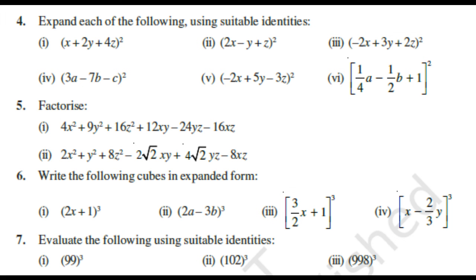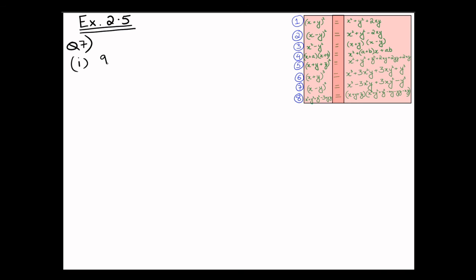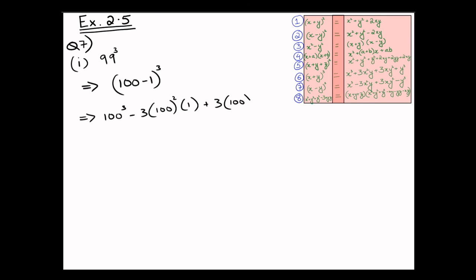Moving on to question number 7, it's asking us to evaluate the following using suitable identities. The first one being 99 cube. Now I'll write 99 as (100 - 1) whole cube, and that way I can use identity number 7 to solve this. This gives me 100 cube minus 3 into 100 square into 1 plus 3 into 100 into 1 square minus 1 cube.